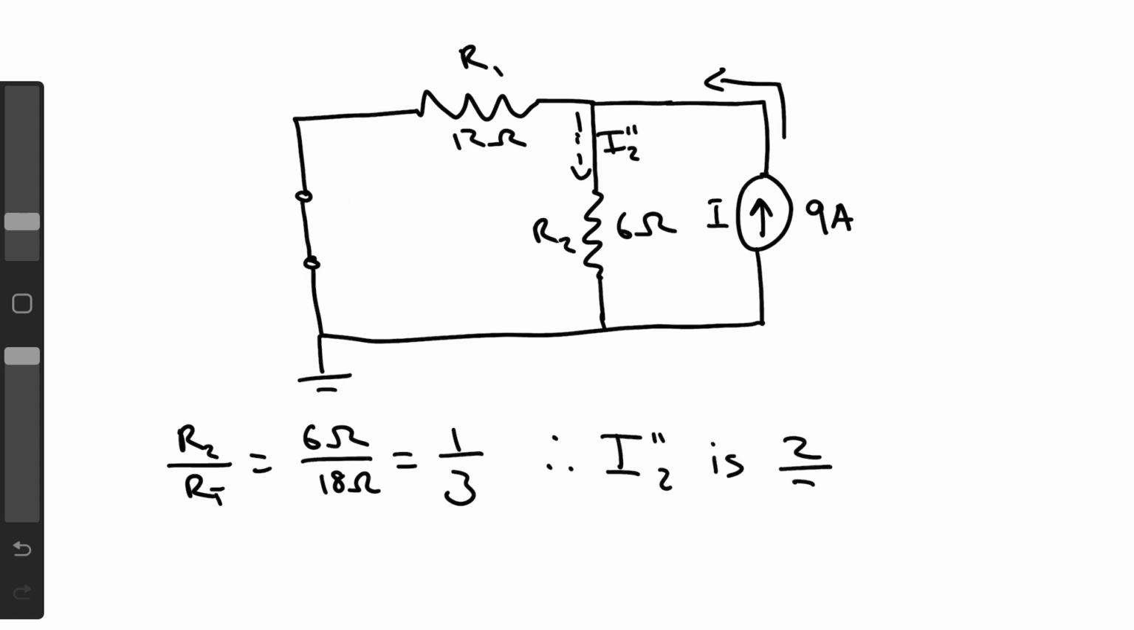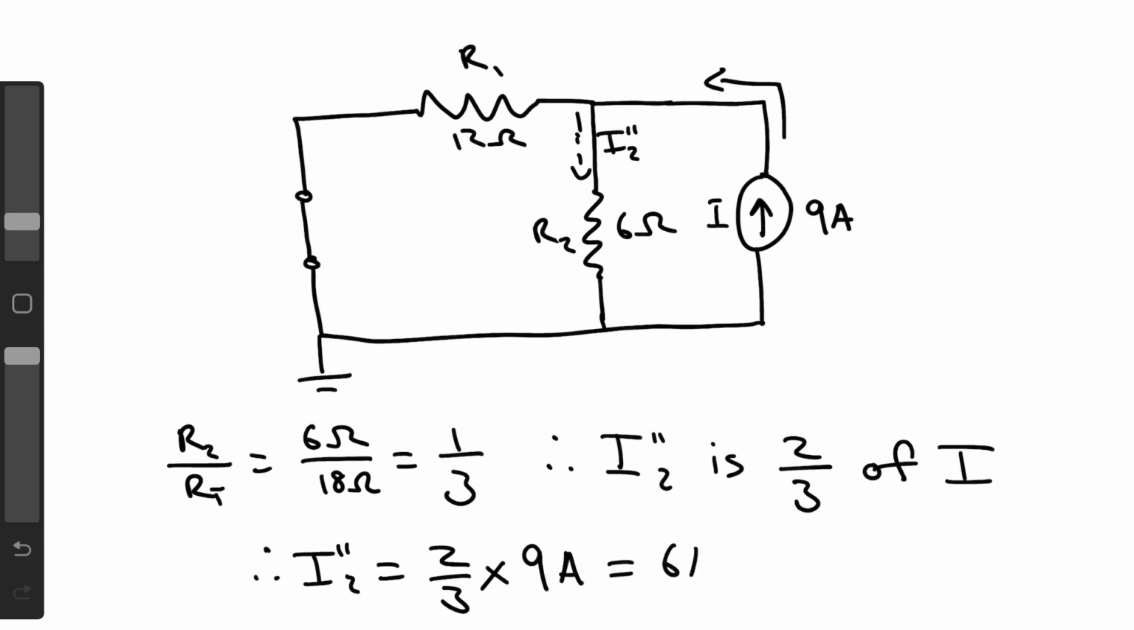The next step is we're going to use the current divider rule. So we're going to get a ratio from R2 to RT, which is 6 on 18, so a third. So therefore R2 is going to take 2/3 of I. So I2 double prime is 2/3 of 9 amps, which is 6 amps.